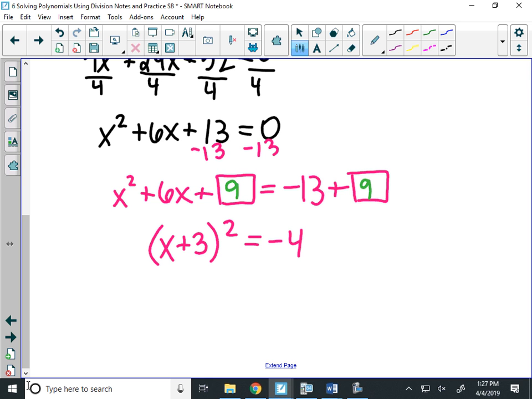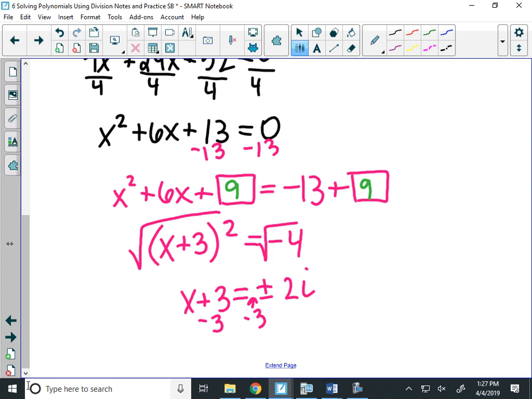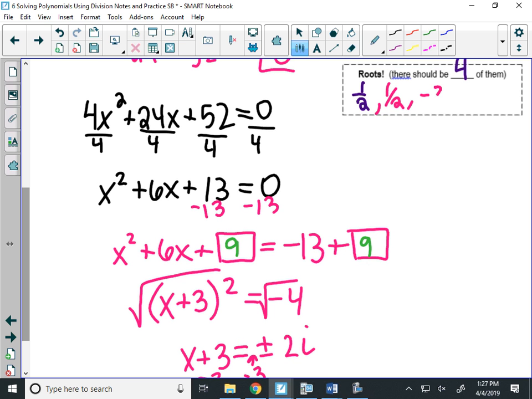2 more steps. You'll take the square root. Square root of -4 is plus or minus what? 4i. Ooh, 2i. That's okay. And then you subtract 3. And when you subtract 3, it's going to squeeze in front of the plus or minus. Now, if you did the quadratic formula, you will get the same answer. You'll just have to simplify a lot. But those are your 2 other roots that you were missing. -3 plus or minus 2i. There's all 4.